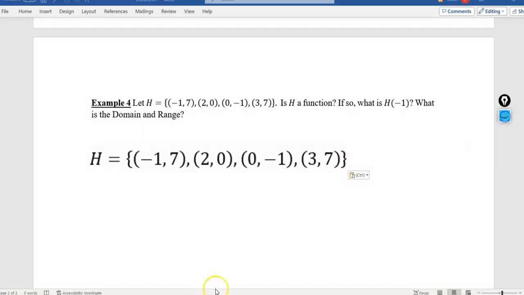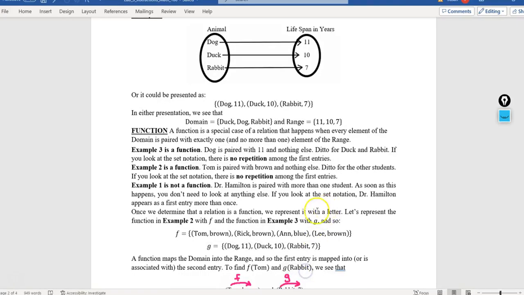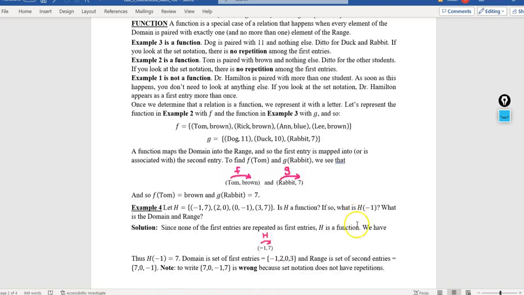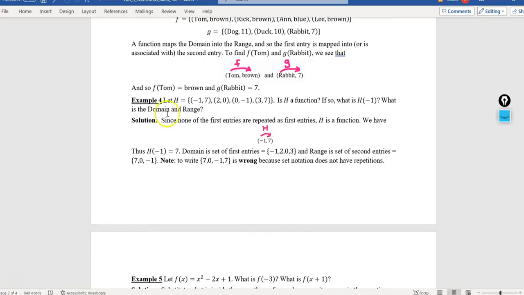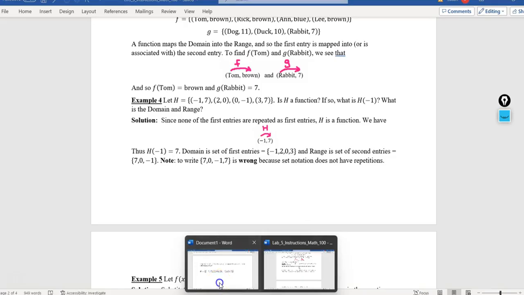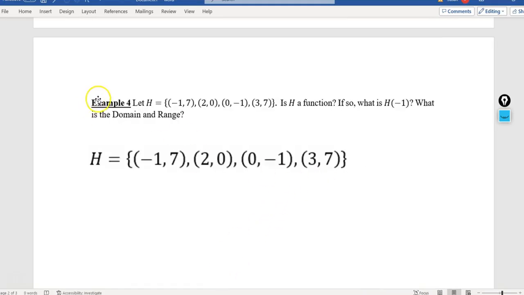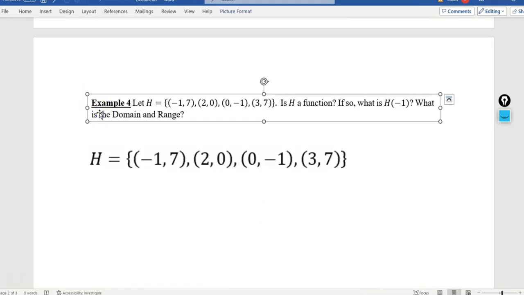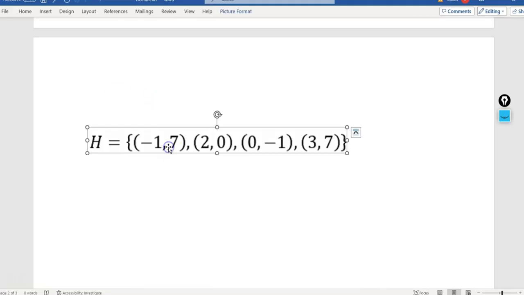Okay, so let's go back to the lab or the examples, and let's have a look at that. So this is the example that we just did together in class. Okay. And then I'm going to do example 5, and I'm going to stop the video because my dog's getting jealous. All right, won't be long.